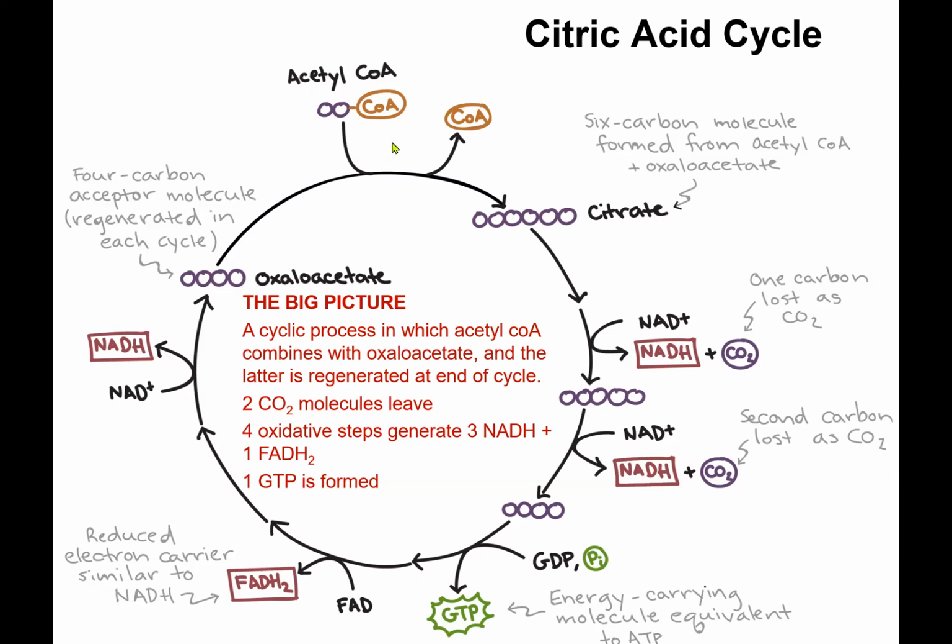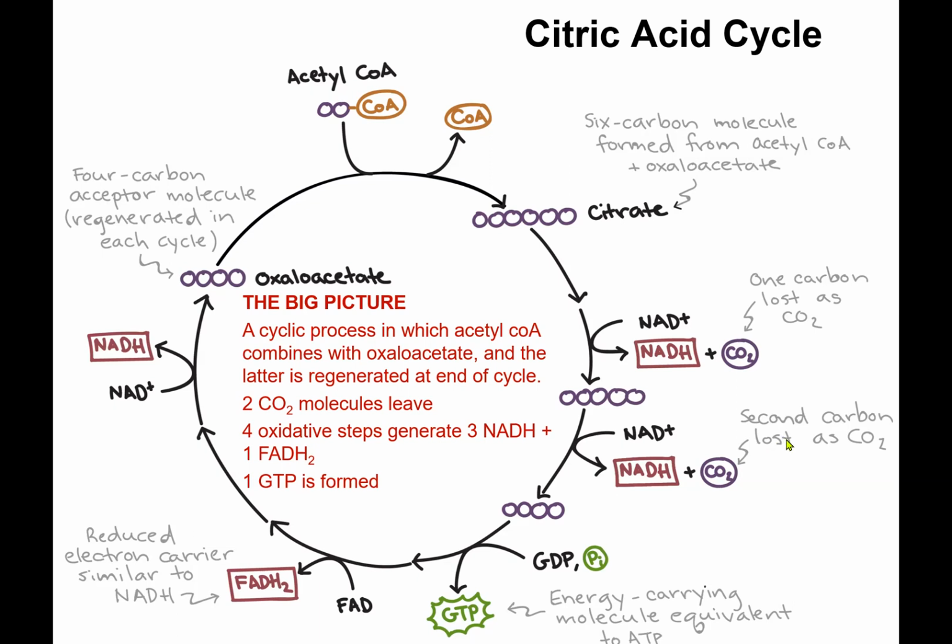There we go. Okay, so what's the big picture here? We just took an in-depth look at how acetyl CoA is generated from pyruvate. Well, this combines with the 4-carbon molecule oxaloacetate, and that forms this 6-carbon molecule citrate over here. From there, we go into the cycle with successive losses of carbon. We lose our first carbon here and our second carbon here.